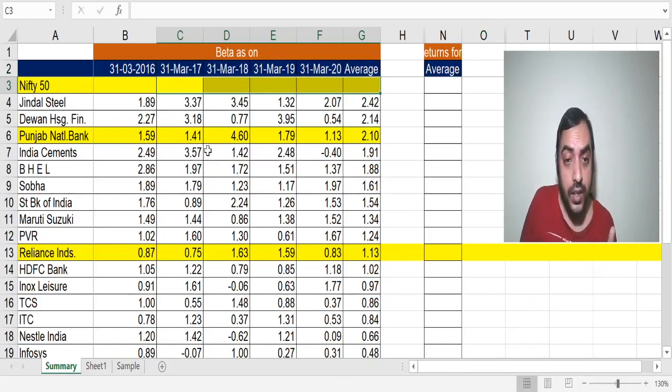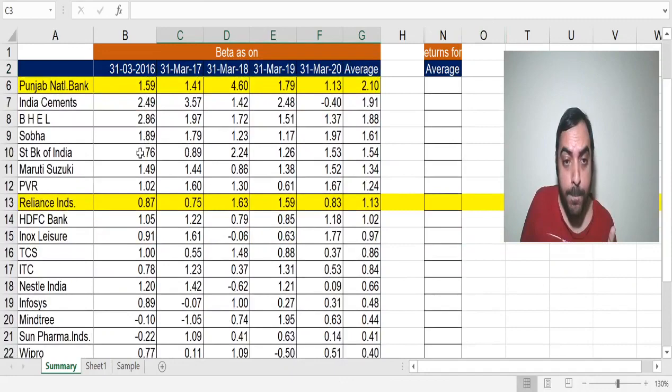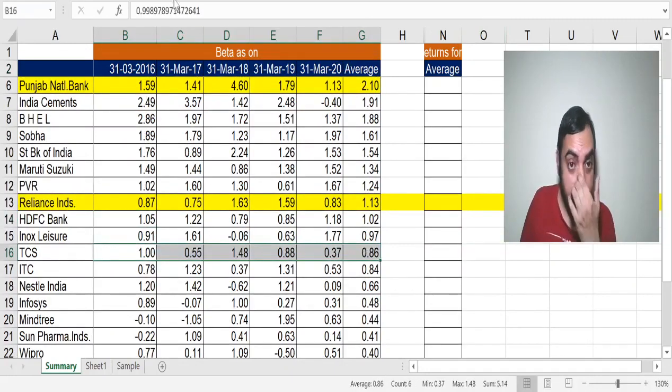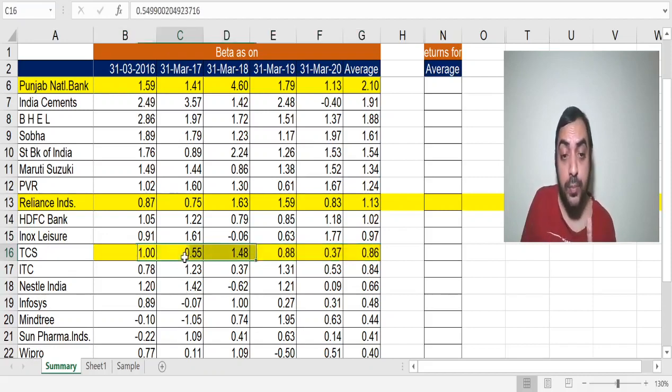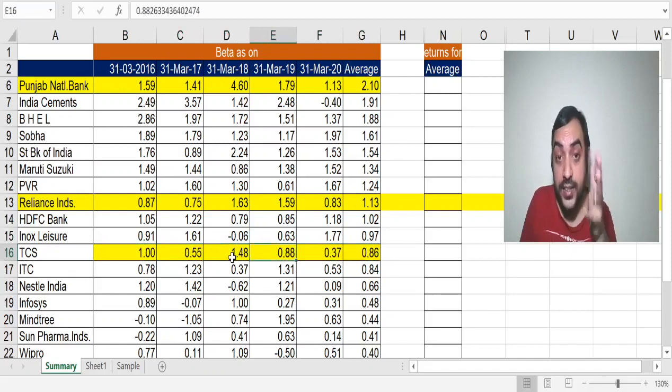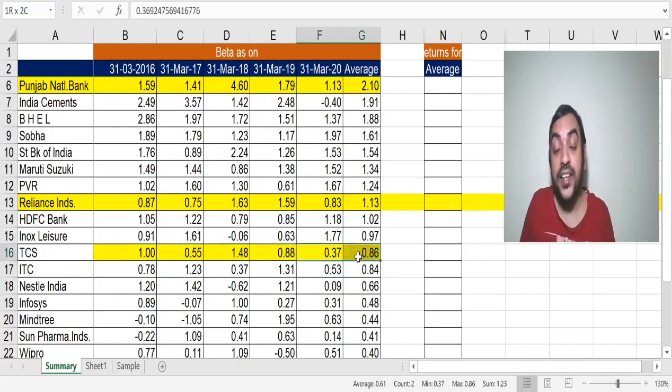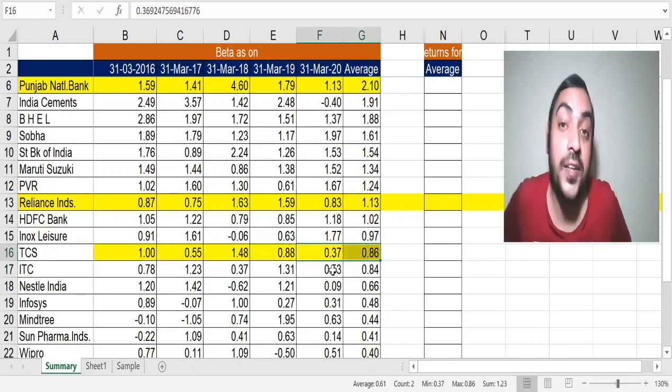Let's take one more. Look at TCS. We thought that it will have the same risk as the market. Next year, 0.455, 1.48, 0.88. You see, it is increasing, decreasing, 0.37, 0.86 also. In one year, it has not given enough returns.